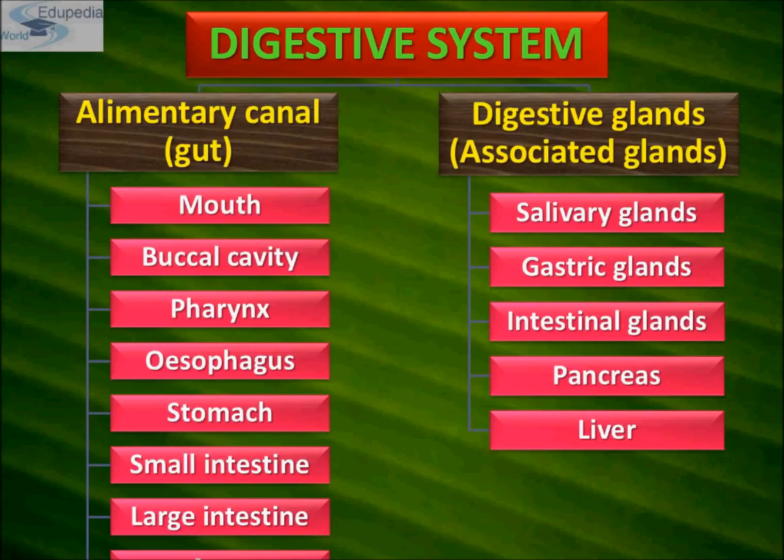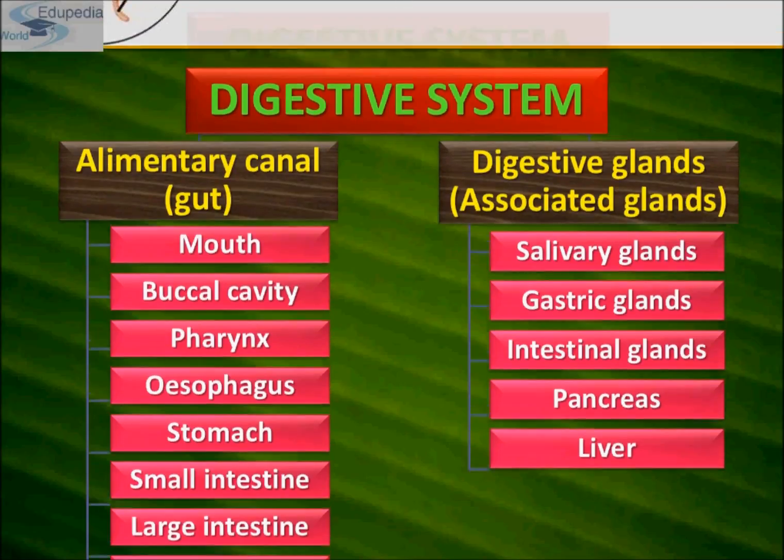Okay, and the digestive glands which are associated with that: the mouth has salivary glands, the stomach has gastric glands, the intestine has intestinal glands, and the pancreas and liver are the associated glands.